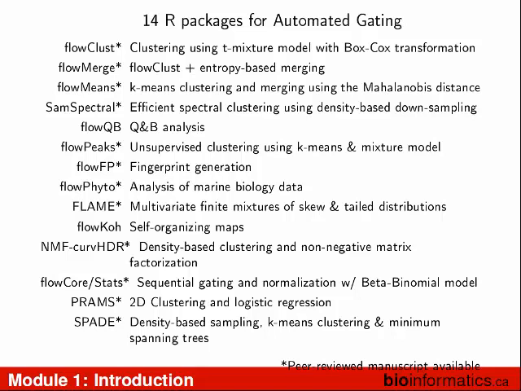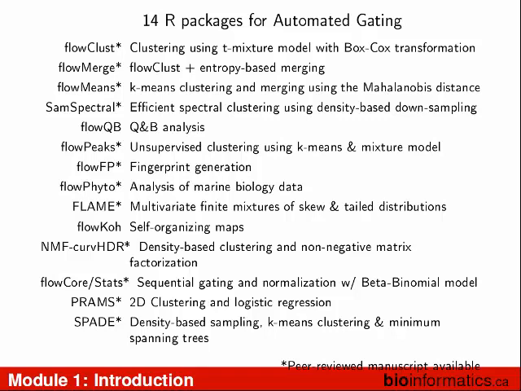FlowClust, FlowMerge, FlowMean, CytoSpectral, FlowQB, FlowPeaks, those are all coming out of my group. There's one more that's not on this list, FlowDensity, because you can't download it from Bioconductor today, but we're going to be using it. I think it's fantastic because it actually works. I've been doing this for a while, and this is the first thing that actually seems to be useful that people care about. All these are using different approaches to the problem of how to do clustering in different ways, and we'll talk a lot more about that later.